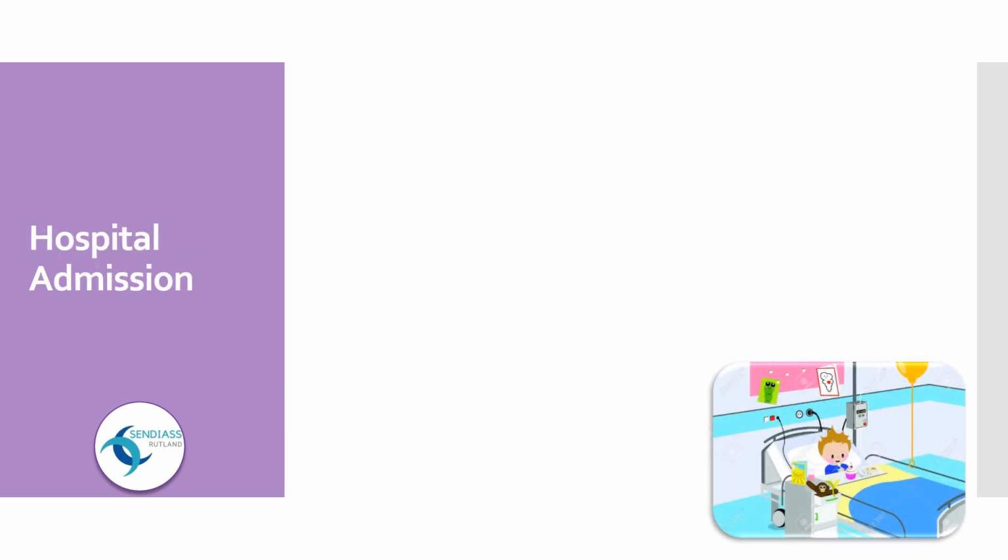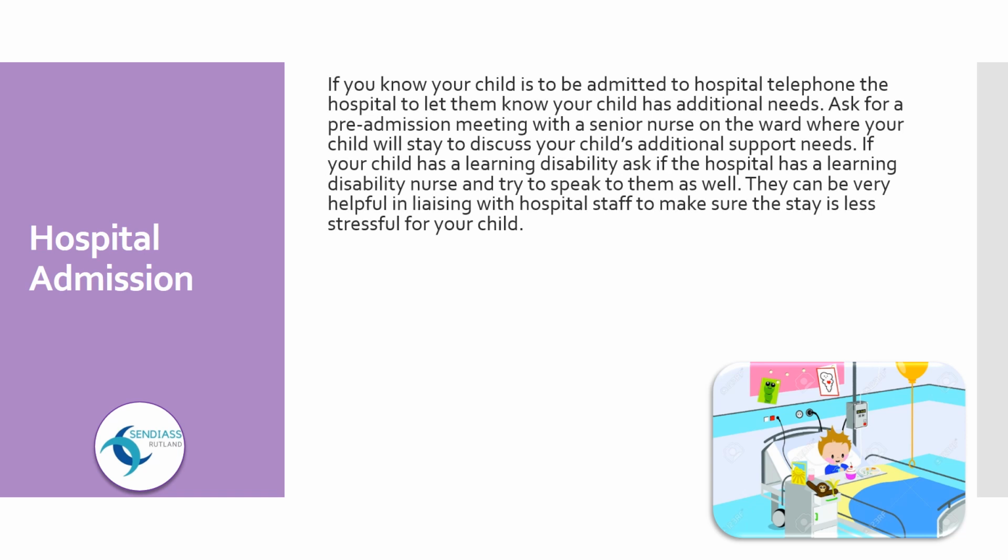Hospital admission. If you know your child is to be admitted to hospital, telephone the hospital to let them know your child has additional needs. Ask for a pre-admission meeting with a senior nurse on the ward where your child will stay to discuss your child's additional support needs. If your child has a learning disability, ask if the hospital has a learning disability nurse and try to speak to them as well.